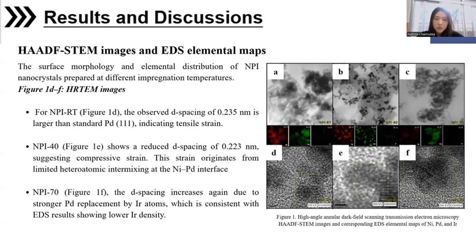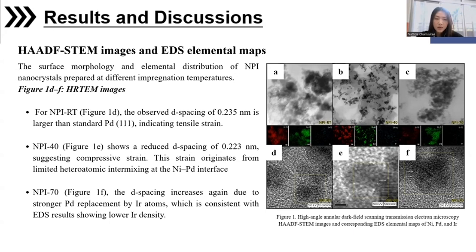And this slide will show the HRTEM image of the NPI nanocrystal, which provides information about the lattice structure. For the NPI-RT at room temperature, we can measure the d-spacing at about 0.235 nanometers. This value is larger than the standard of Pd, indicating the presence of tensile strain in the lattice.